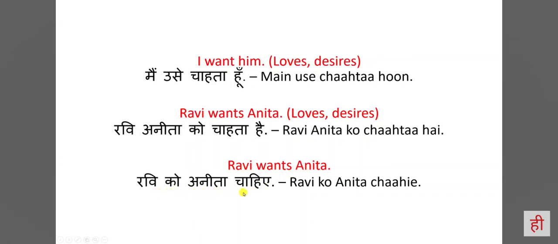रवि को अनीता चाहिए. We do not say like this. Even though this is a valid translation, we do not translate it like this when we have a human in the place of the object. Alright? So this is about want.